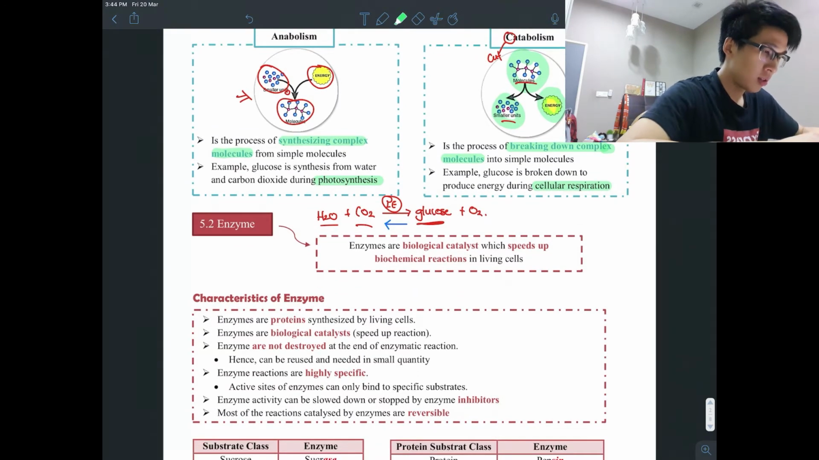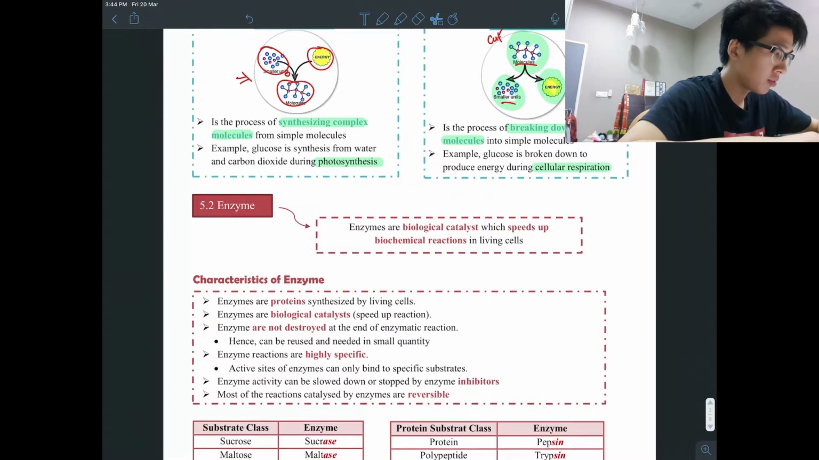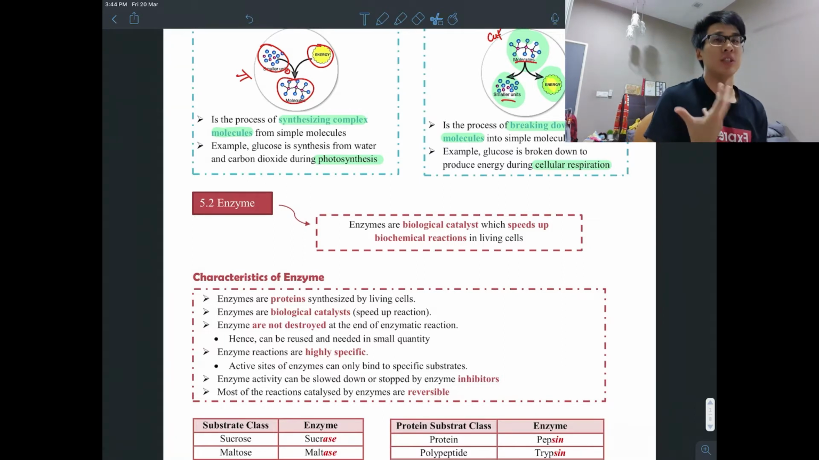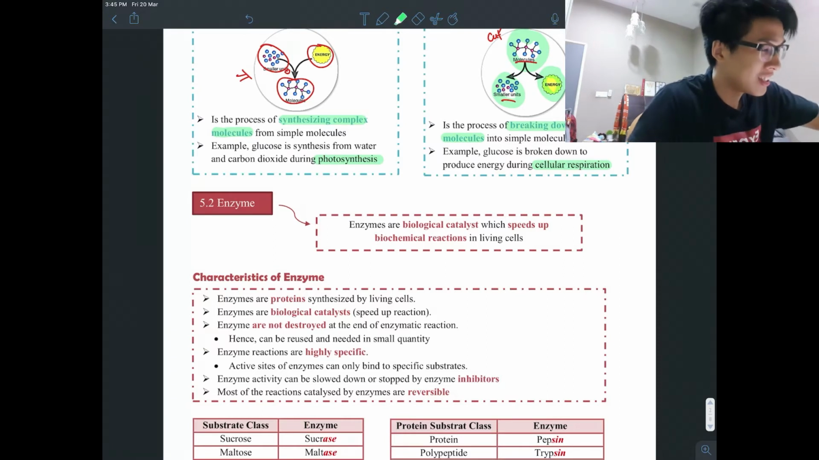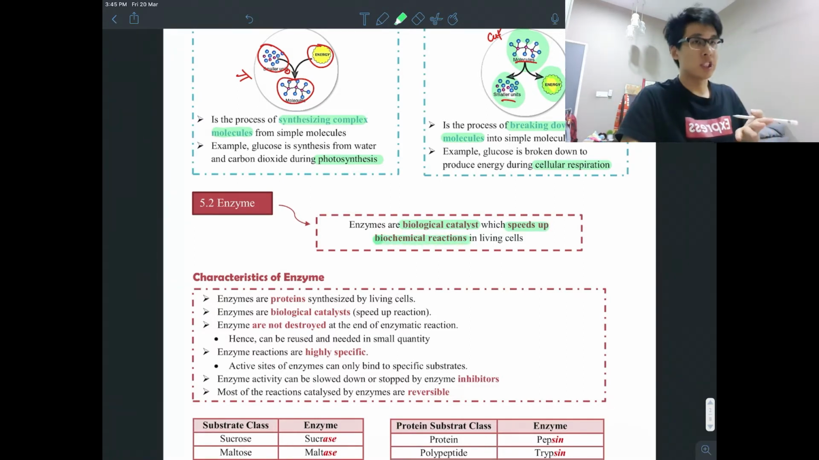Next we'll look at enzymes. So what are enzymes? You probably learned it before in your digestion chapter in form 2, whereby enzymes are used for digestion and help in your digestion. It explains here, it is a biological catalyst which speeds up biochemical reactions. Again, a biochemical reaction is like digestion; you speed up your digestion process.